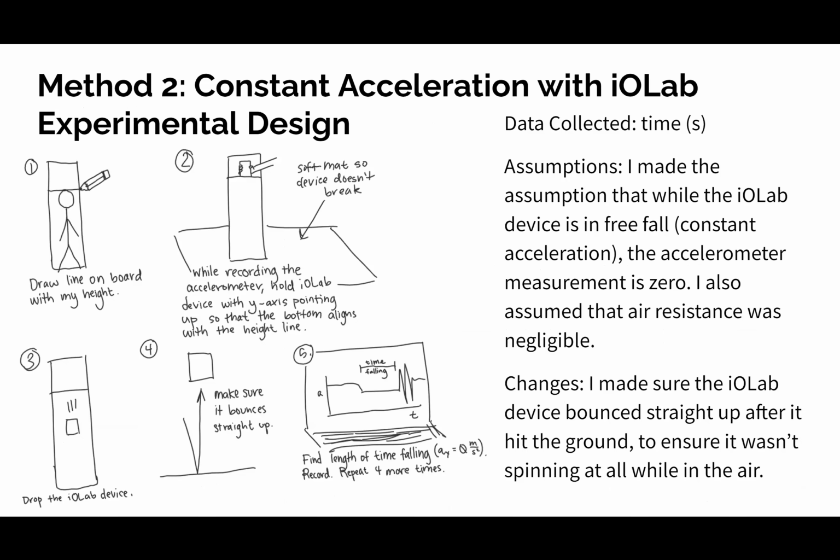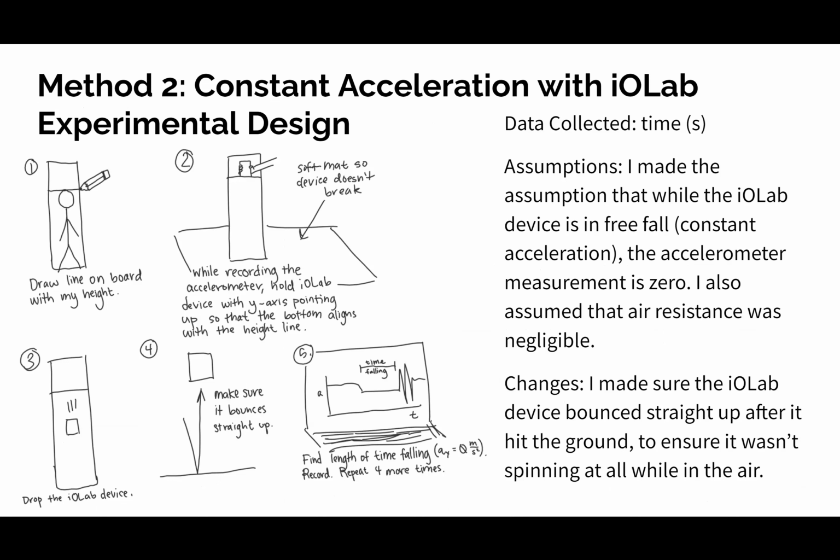All right, my second method used constant acceleration, and I used this with the iOLAB device. For constant acceleration, I decided to use the force of gravity because that is the easiest force available to me that uses constant acceleration. I used the accelerometer feature on the iOLAB device. So again, the first thing that I did was I used a board and I drew a line exactly where my height was. And then I started recording on the iOLAB device using the accelerometer feature.